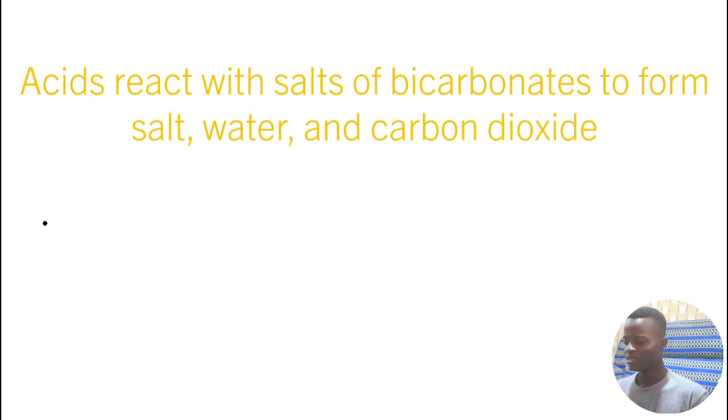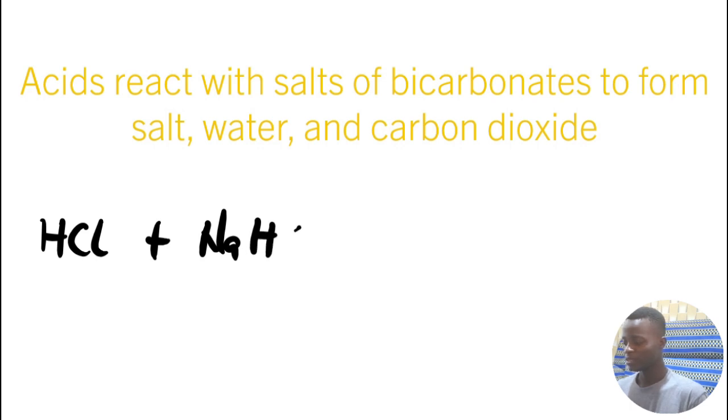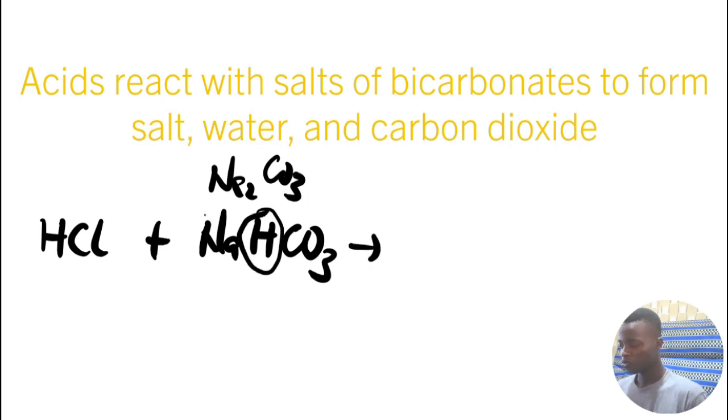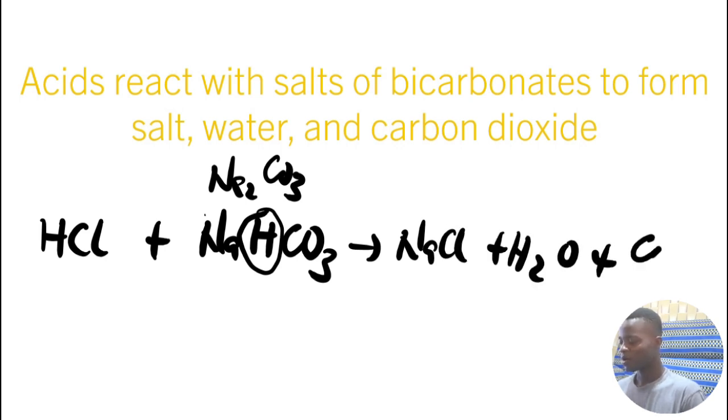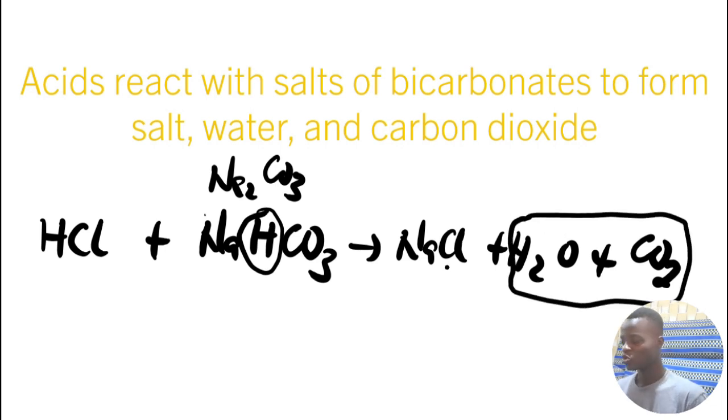So bicarbonate is similar to what we did so far. Acid, like HCl, plus the bicarbonate, which is NaHCO3. We were having Na2CO3, right? But here in NaHCO3, the H is introduced. It's also going to give you the same thing: NaCl, water, and carbon dioxide. So the carbon dioxide and H2O are constant, and then the salt, depending on whatever compound they have given you, you just do the rearrangement.